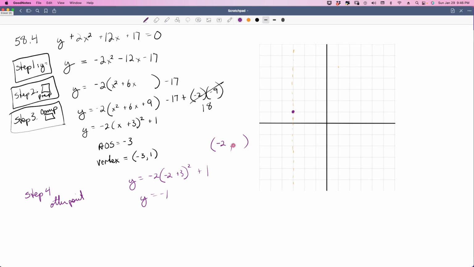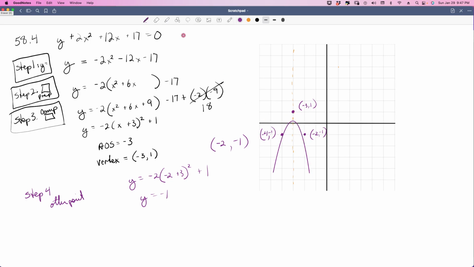So y is equal to -1. So if I come over here to -2, -1, that's right there. And then I'm going to find my mirror point. It's just 1 across. So there's the other mirror point. So my vertex is -3, 1. And then one of my points over here is going to be -2, -1. My mirrored point, I just have to double this, is going to be -4, -1. And I'm going to draw my parabola to fit this.